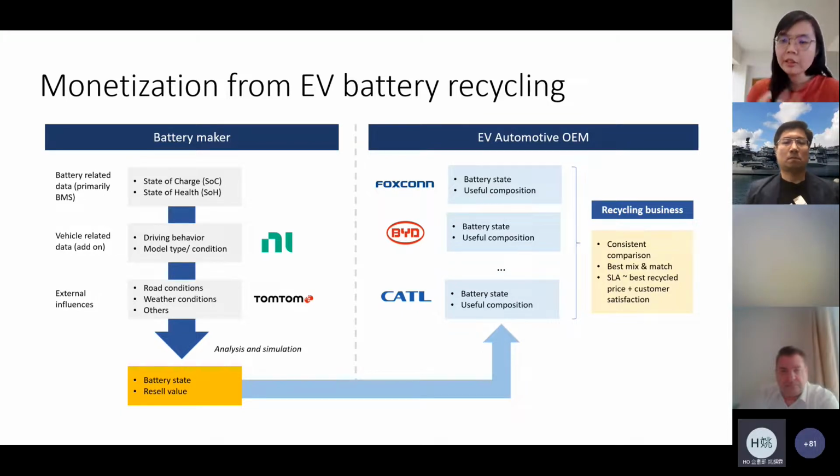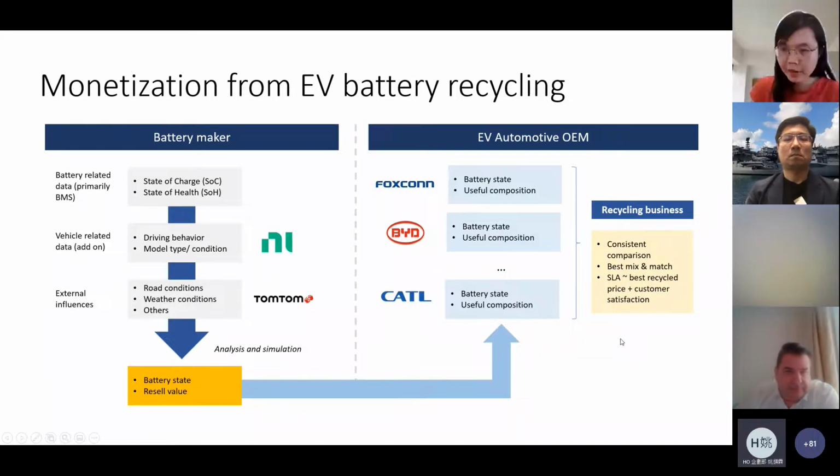And I think what they are really interested in from the battery makers, as a result of having all this data, is how do I have a better recycle price? How do I have better customer satisfaction as a result of all of this? So this is an idea, and this is a sample.